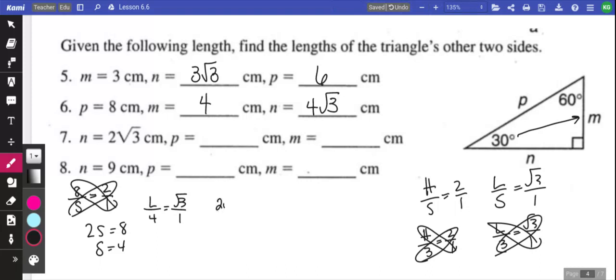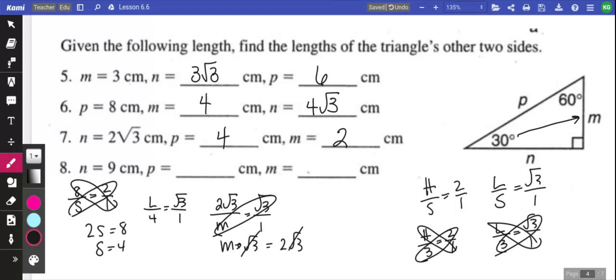On this next one, it tells me the long leg is 2 square root of 3 over the short leg equals square root of 3 over 1. So m square root of 3 equals 2 square root of 3. Divide each side by the square root of 3, and m is 2. And since the hypotenuse is doubled, that would give the hypotenuse 4.